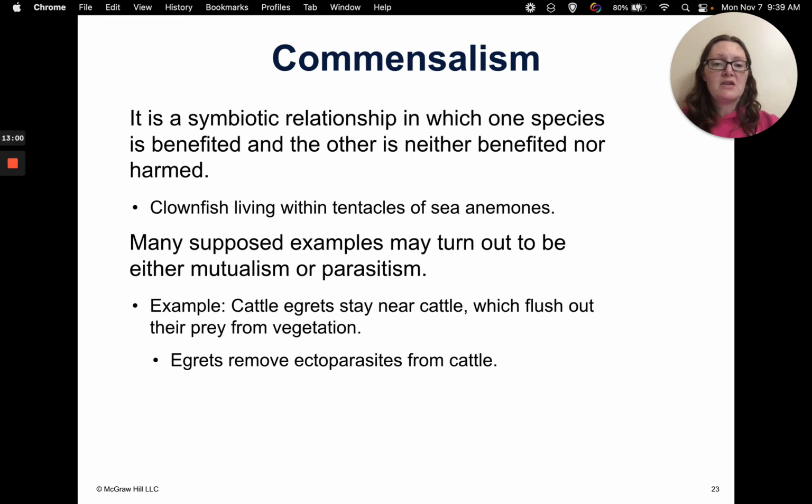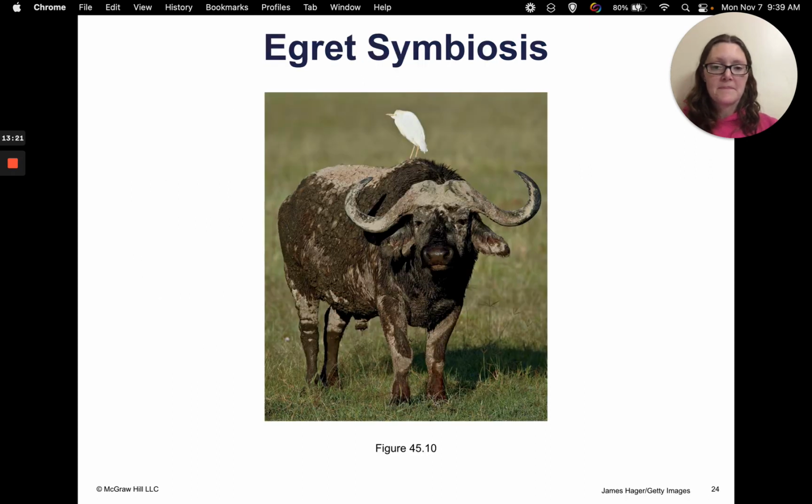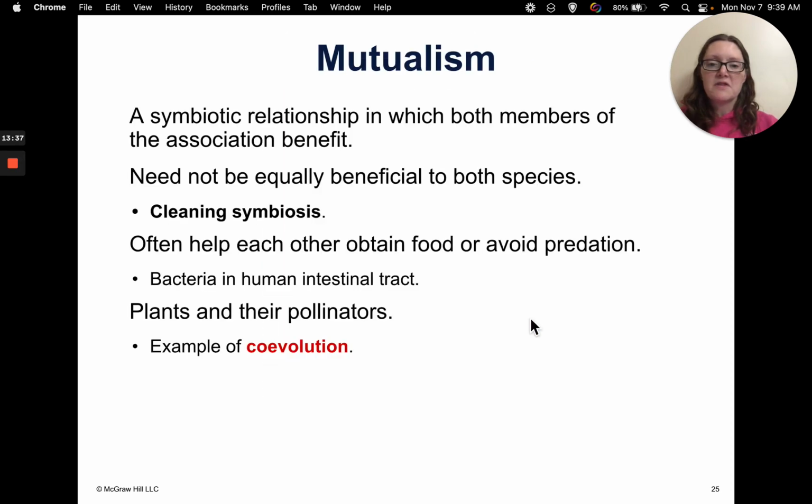Cattle egrets stay near cattle, which flush out their prey from the vegetation. Egrets remove ectoparasites from the cattle. So that is actually mutualism, because the cattle are getting the benefit of having the ectoparasites removed. They're receiving a benefit, and that would be considered mutualism. So here's an example of mutualism. The egret is getting the food, and the cattle is getting the ectoparasites removed.